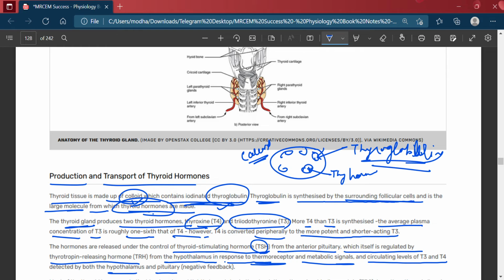Now, hormones are released under the control of TSH, thyroid stimulating hormone, which is secreted by the anterior pituitary, and TSH is regulated by the thyroid releasing hormone, which is secreted from the hypothalamus in response to thermoreceptor and metabolic signals. Circulating levels of T3 and T4 are detected by both the hypothalamus and the pituitary and produce negative feedback.